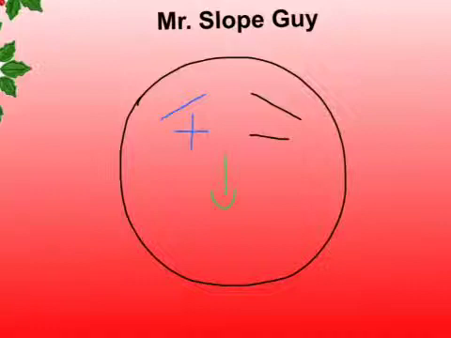Finally, for those of you who remember Mr. Slope Guy, we have our face. When the slope is positive, the line is increasing. When the slope is negative, the line is decreasing. When it's a vertical line, the slope is undefined. And when it's a horizontal line, the slope is 0. So easy way to sketch it on a test and remember what each one is supposed to look like.